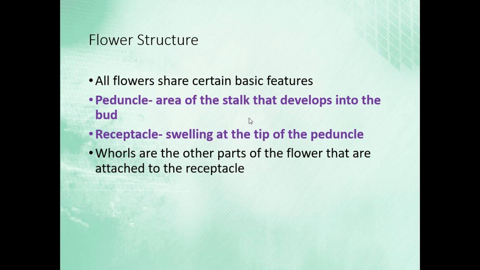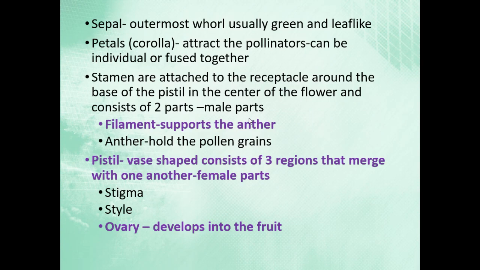Flower structure. With having a flower comes a lot of responsibility on these plants. They all share certain basic features, such as a peduncle, which is an area of the stalk that develops into the bud, and the receptacle, which is a swelling at the tip of the peduncle. Whorls are going to be other parts of the flower that are attached to the receptacle. We have the sepal, which is the outermost whorl. It's usually green and leaf-like.